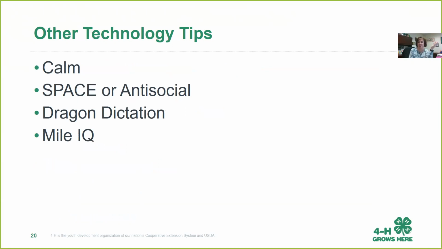Calm is one that, I guess, plays relaxing music. It's kind of a meditation one. There's Space or Antisocial, and Dragon Dictation. If you have a hard time typing or taking notes, you can use the Dragon Dictation app, and it will actually type your emails for you. Or the one that I use, because it's so hard for me sometimes to keep track of my mileage, is Mile IQ, an app on my phone. When I get in my car, it knows when I drive. At the end of that drive, I can either swipe personal or swipe business, and it will keep track of my personal and business mileage.